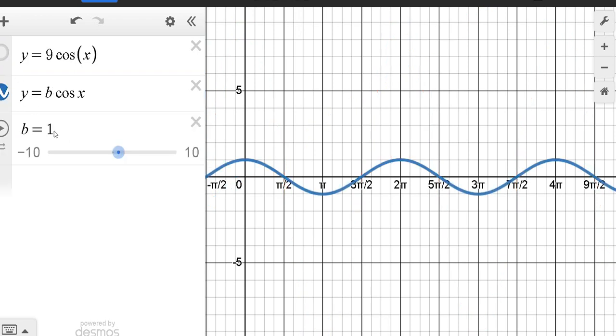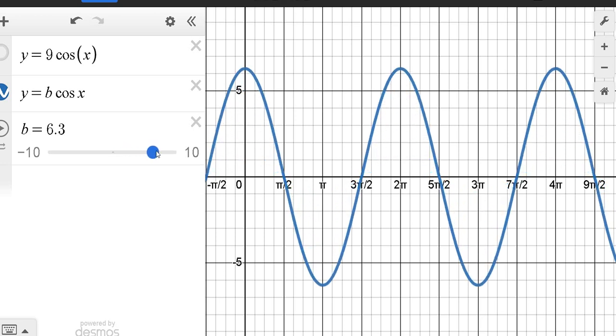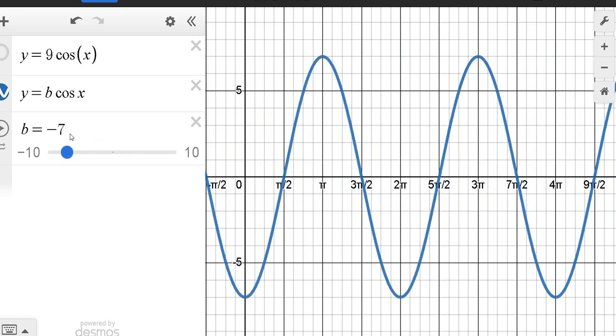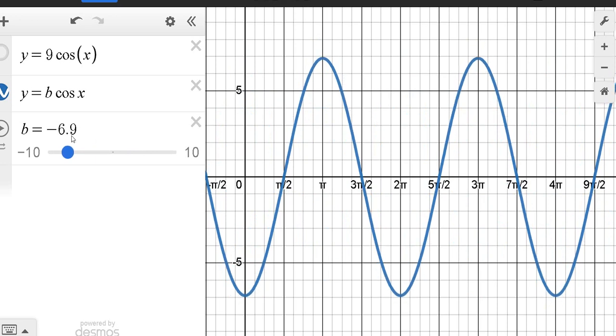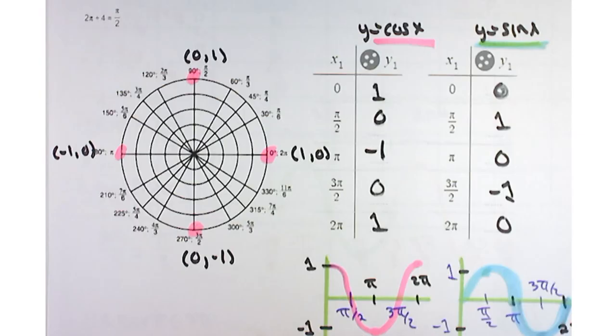When I change this value of b, it's just going to stretch the graph. And if I make that value negative, it's going to reflect it across the x-axis, but it's still going to stretch the graph. That value of b, be it positive or negative, the absolute value of b is your amplitude, which is the distance between the center line and either a peak or a valley. All right, good deal.